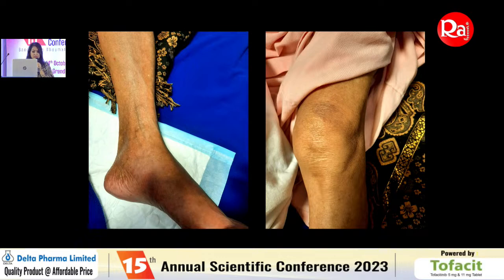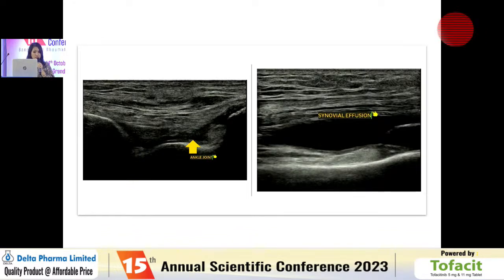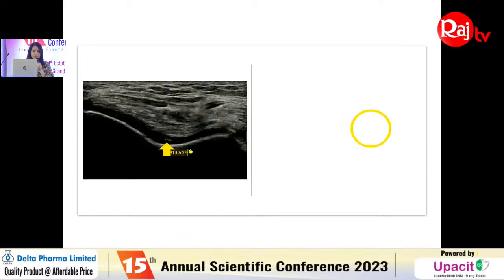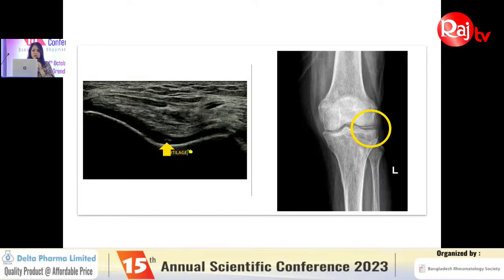And when I did ultrasound, I found that the patient has ankle synovial effusion, and you can see knee synovial effusion in this image. Later you can see that there is a hyperechoic shadow in between the anechoic cartilage, which is very much pathognomonic or indicative of CPPD disease. And this X-ray imaging also complements the diagnosis by showing that hyperechoic image in the knee joint X-ray.